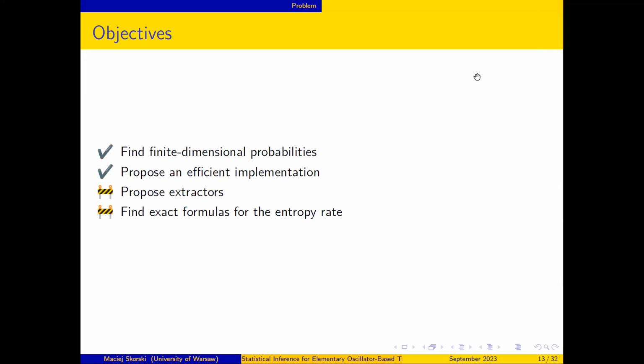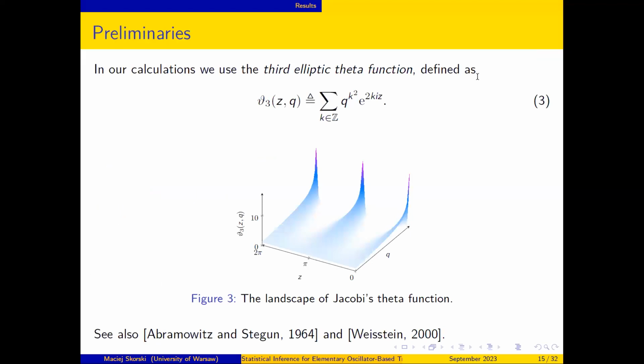And what can be achieved in this case is perfectly accurate finite dimensional probabilities and closed form formulas, and an efficient implementation for numerical integration. Work in progress, in my case, is what is still open: extractors and some asymptotic formulas for the entropy rate. So what about those finite dimensional probabilities? Here is a very interesting relation.